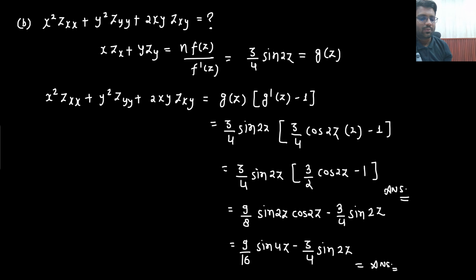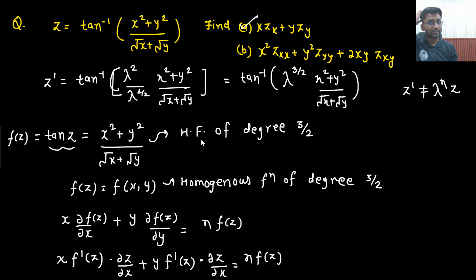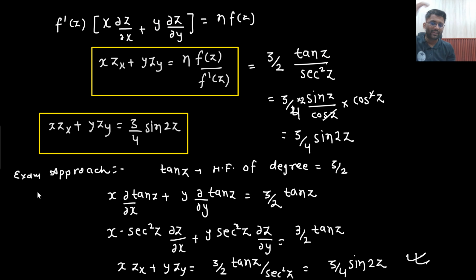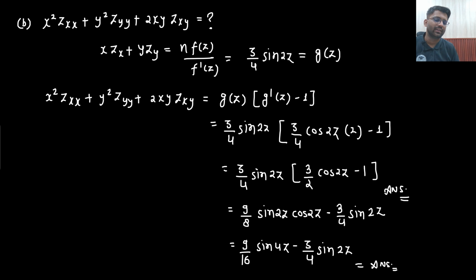So did you understand how to solve these kinds of problems? Tan z goes here, and this is the examination approach. If I don't remember anything, this exam approach I will use, and I will be able to solve the question. That x into del by del x of the homogeneous function plus y into del by del y of the homogeneous function equals the degree multiplied with the homogeneous function. Write it down, get the answer.